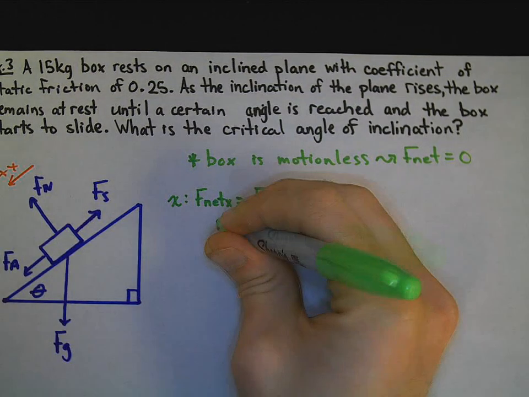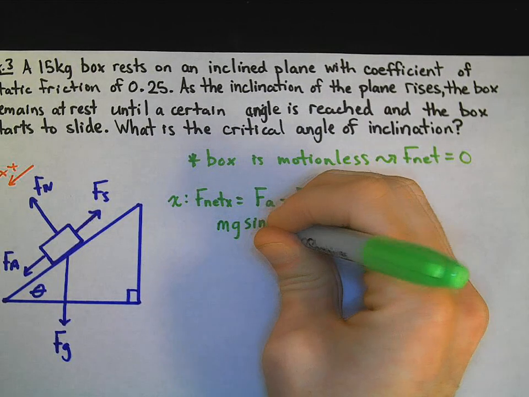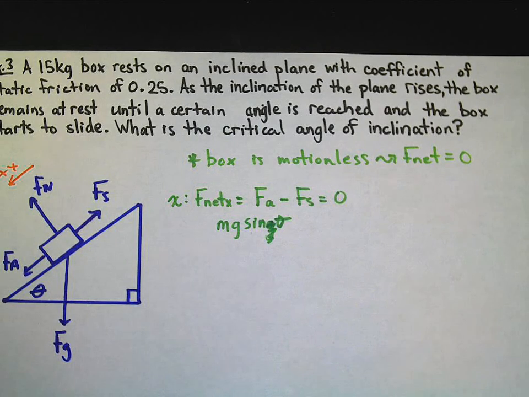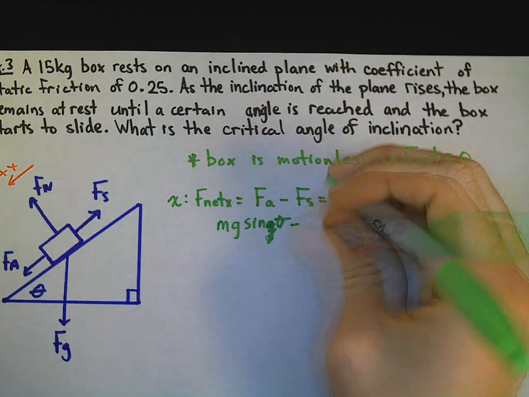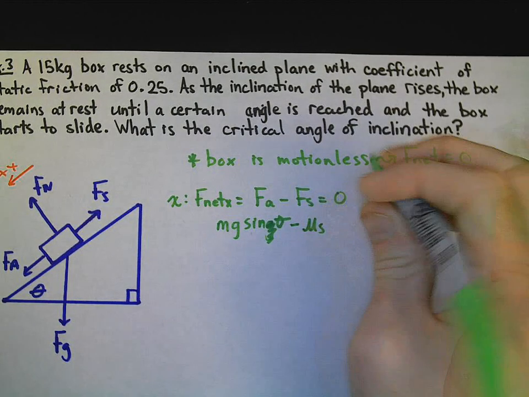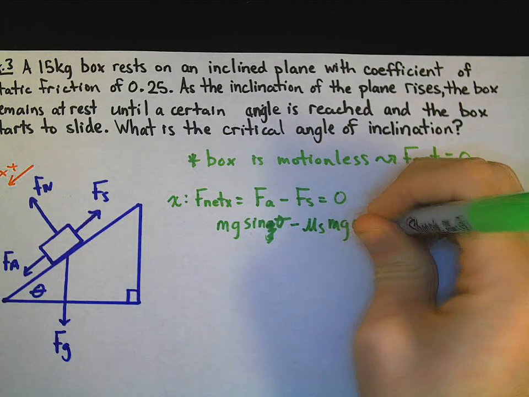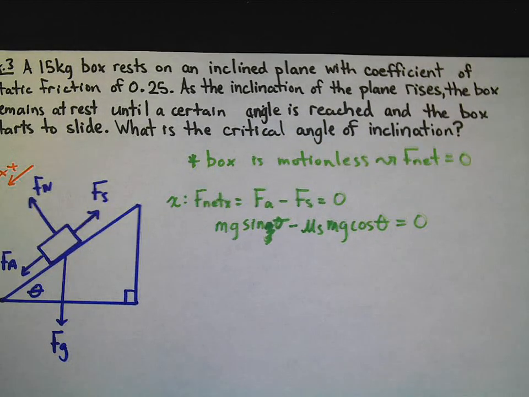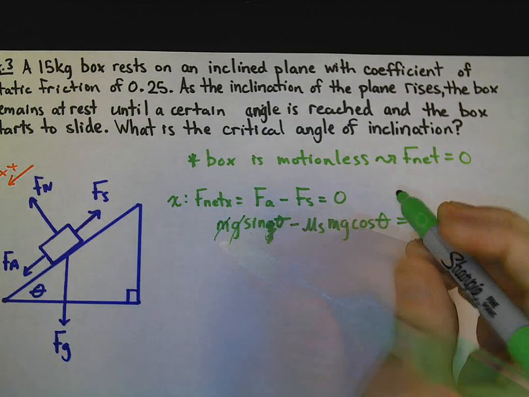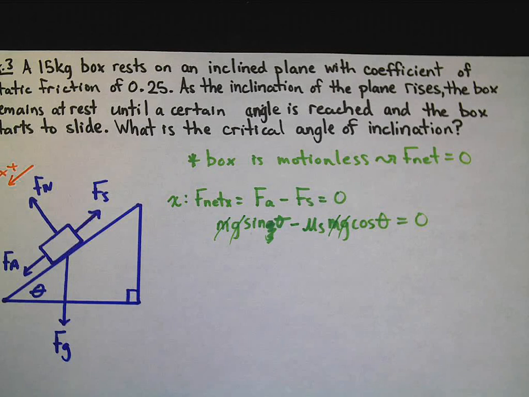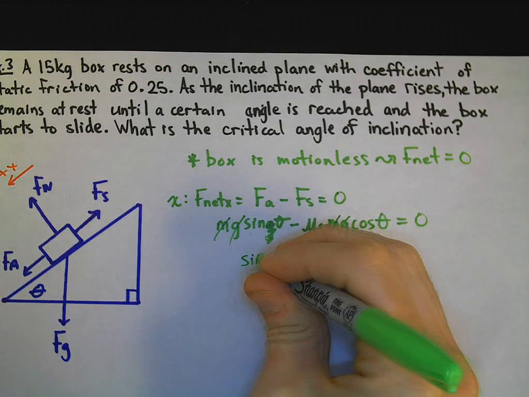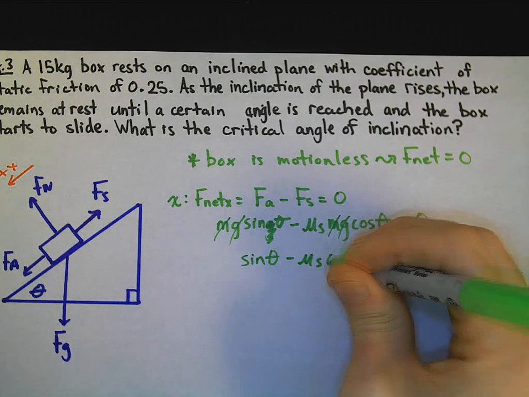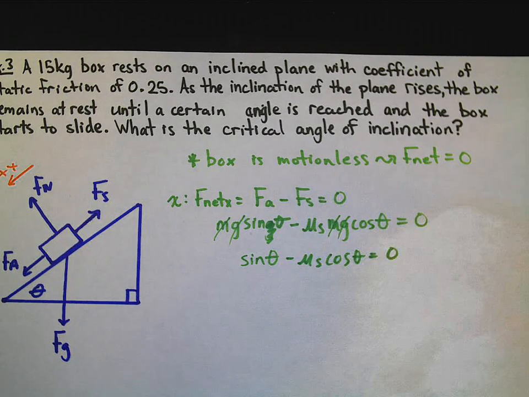So that will give us mg sine theta, minus mu s mg cos theta, and that's all equal to 0. Thankfully, because it's equal to 0, mg can cancel out in both cases. So what we are left with is sine theta minus mu s cos theta is equal to 0.